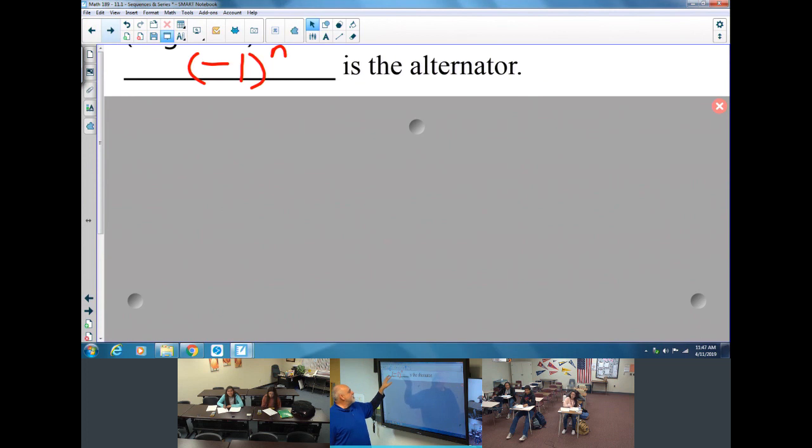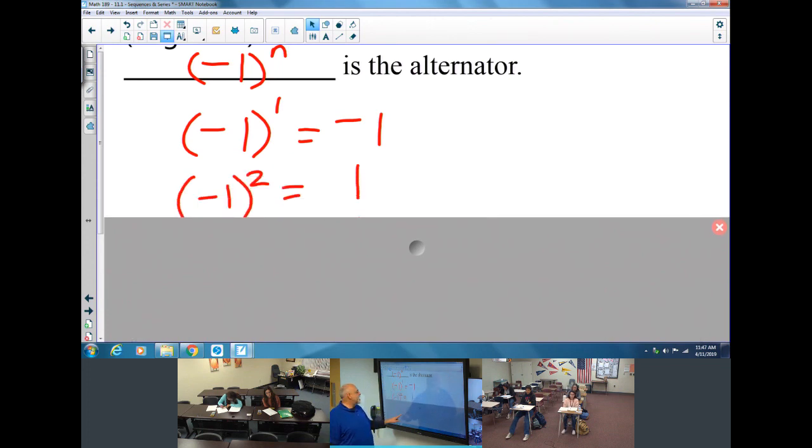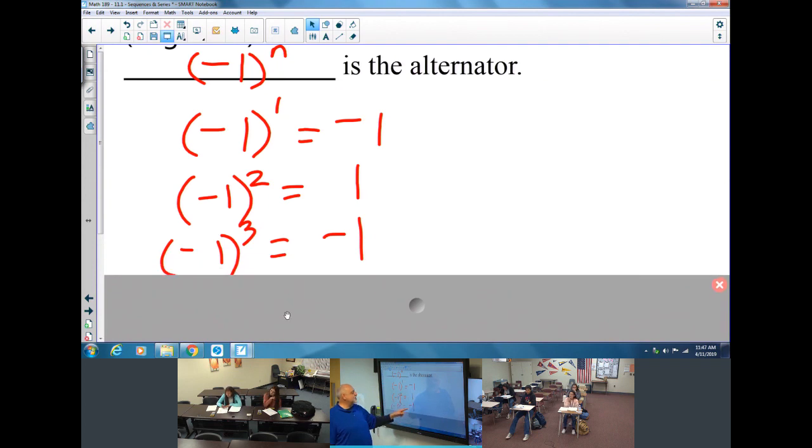Okay, now, so -1 in parentheses raised to the n is what I call the alternator. Because what it does is, as you start putting it in a sequence, it alternates the sign, positive and negative. Because -1 to the first power is -1. -1 to the second power is 1. -1 to the third power is -1. So this term is going to alternate between 1 and -1.